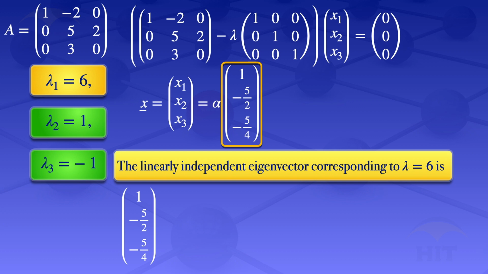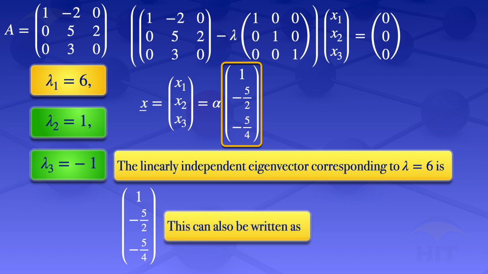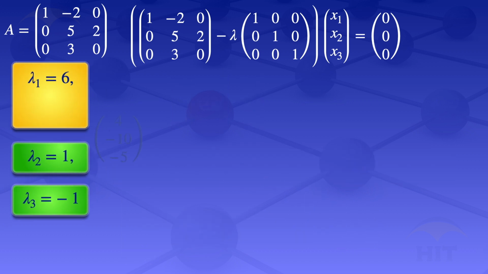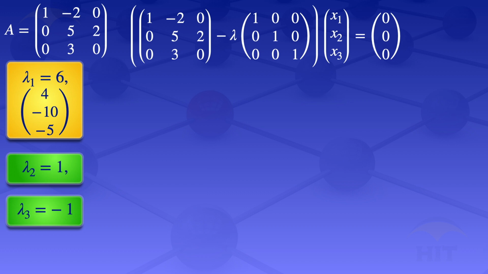But we may try to write our vector to have components which are whole numbers. So we can rewrite this vector with components which are whole numbers. So I can multiply throughout there by 4. And we would have 4, minus 10, minus 5. So our linearly independent eigenvector there is 4, minus 10, minus 5. So that's the linearly independent eigenvector corresponding to lambda equals 6.